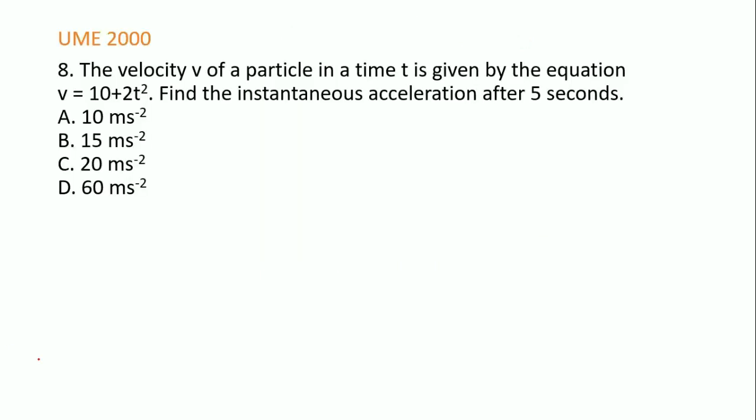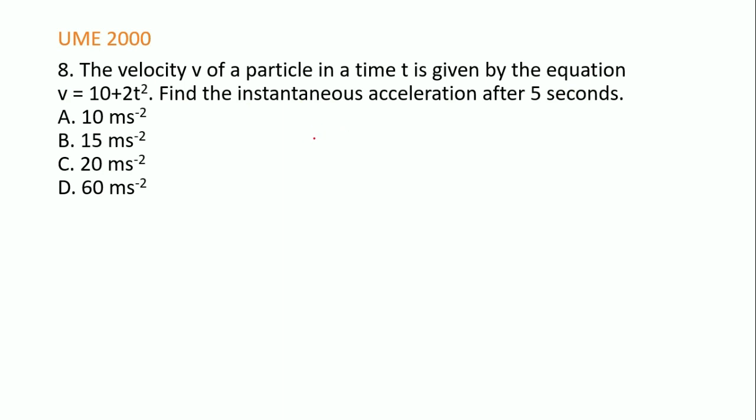The next question, UTME 2000 question number 8. The velocity v of a particle in a time t is given by the equation v equals 10 plus 2t squared. Find the instantaneous acceleration after 5 seconds. Now, for instantaneous acceleration, of course, if you have a graph, there's a way you can do that. But when you're given an equation, you can figure that out by making use of differential calculus.